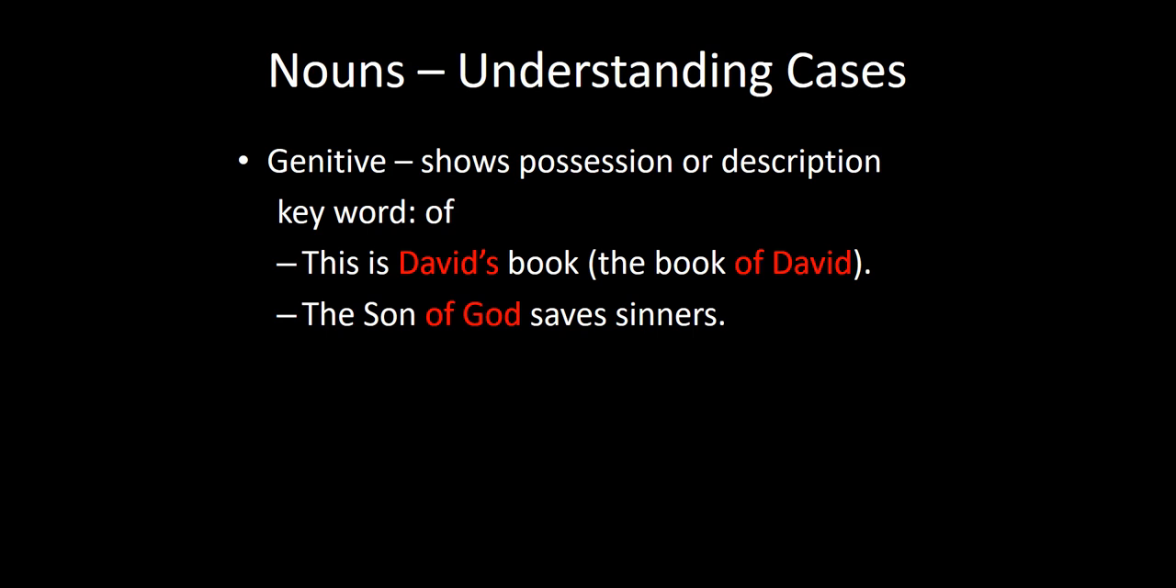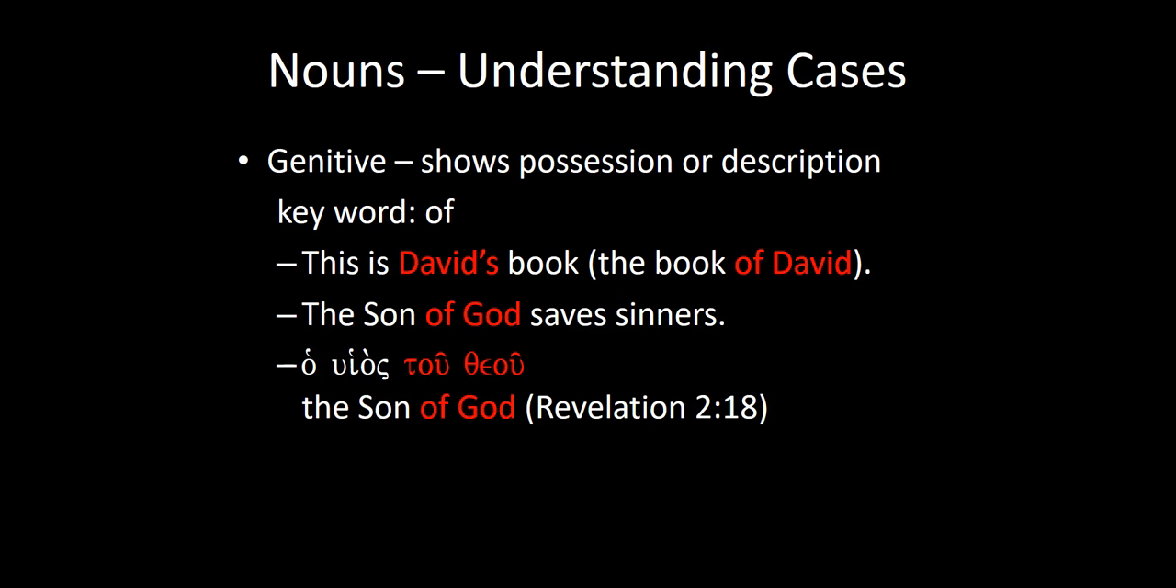The Son of God saves sinners. Of God would be genitive, and we could call this description. Here is that same phrase from the biblical text, ha huios tu theou. The Son, huios means son. Again, that word in front of it, ha, is an article, the word the. Then tu theou, that's another article, tu, in front of the noun theou, which is genitive. So of God, the Son of God, that would be genitive.